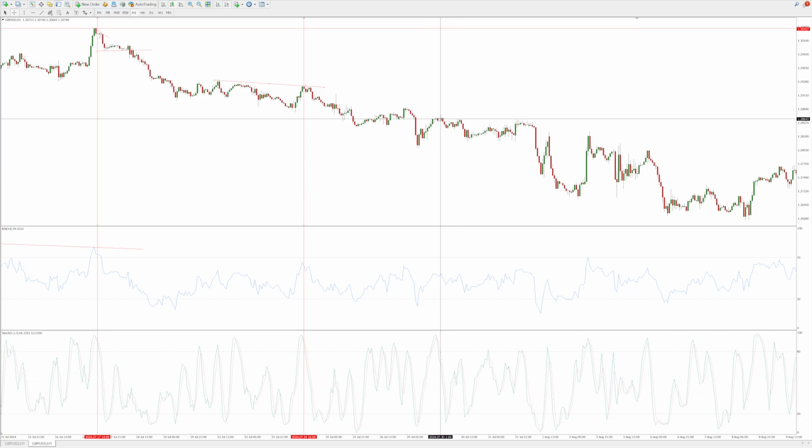Wait for the pullback. The pullback happens here. Stochastic crossover, even further down the trend. RSI is not oversold. Again, trend line, lower highs. You know, it's self-fulfilling. Once you know what you're looking for, it tends to play out as you expect.